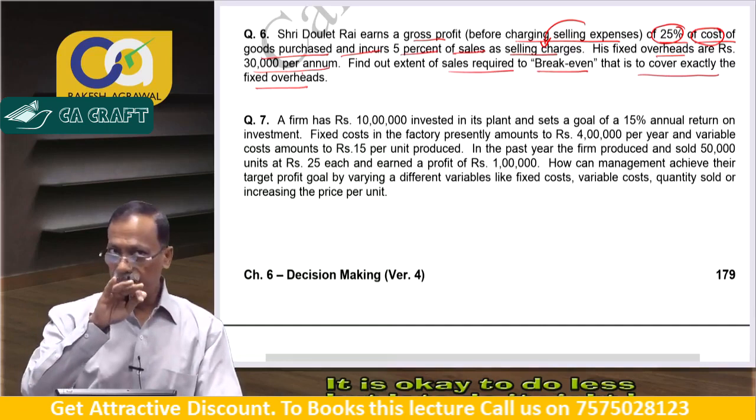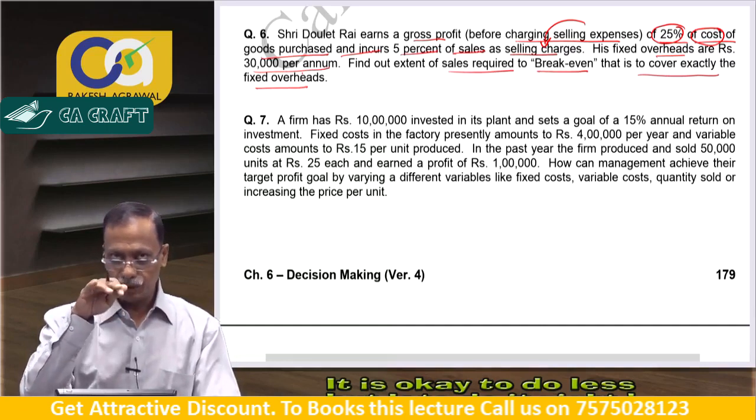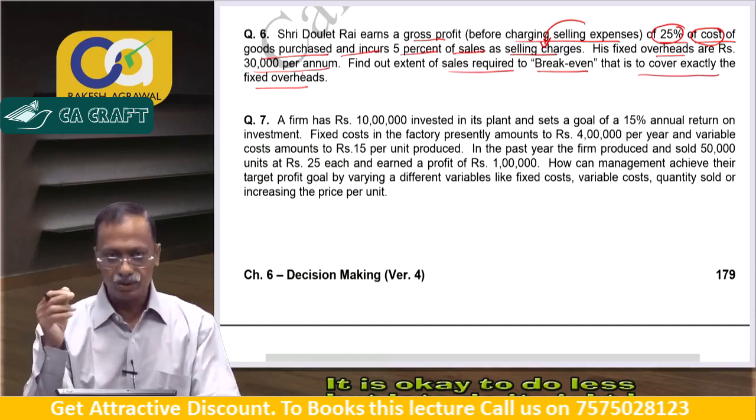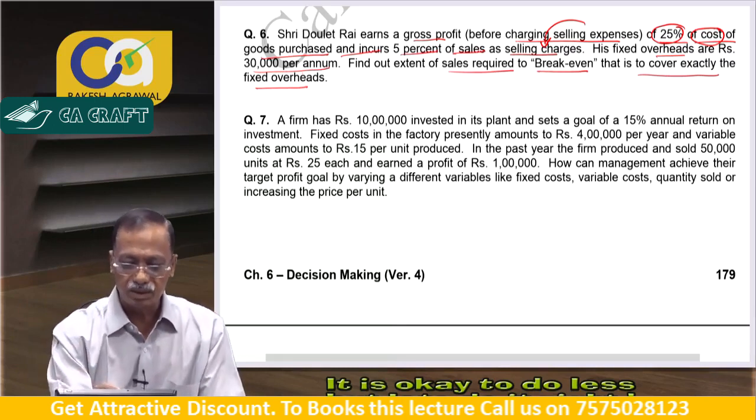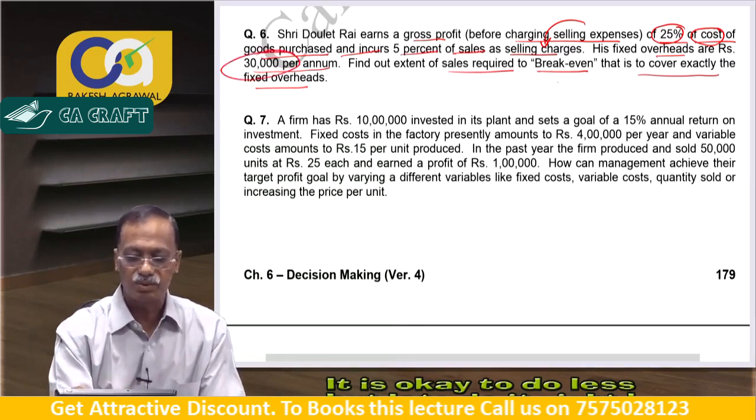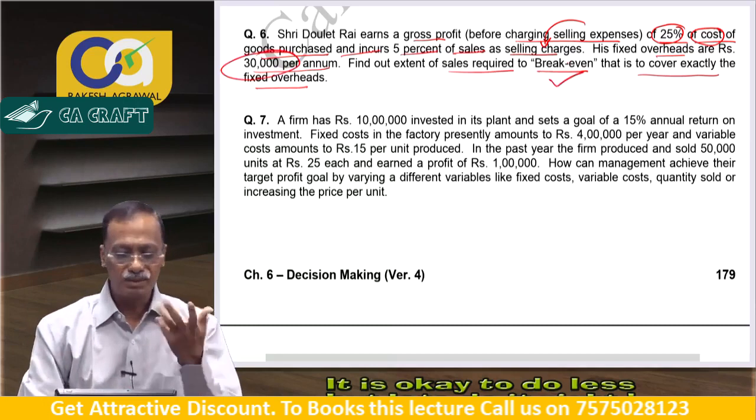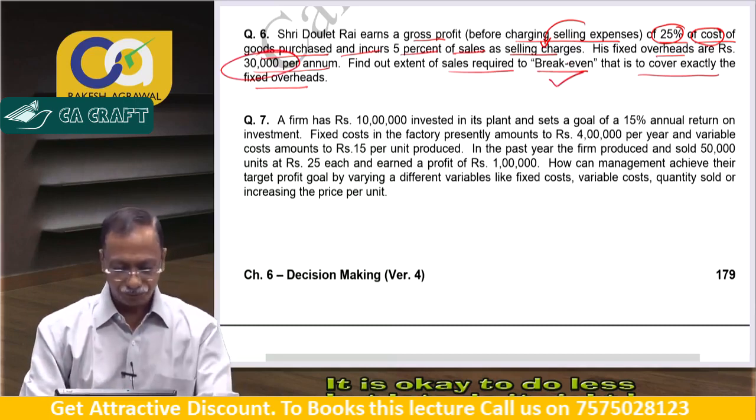Understand how to convert GP ratio, gross profit ratio of accounts, into PV ratio. Once you get PV ratio, then the matter is very simple. This is just fixed cost 30,000 divided by PV ratio and your answer is ready. BEP answer is ready the moment you get PV ratio.